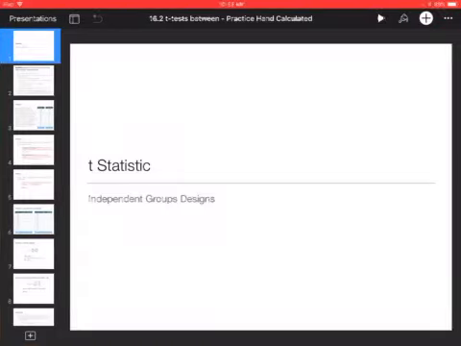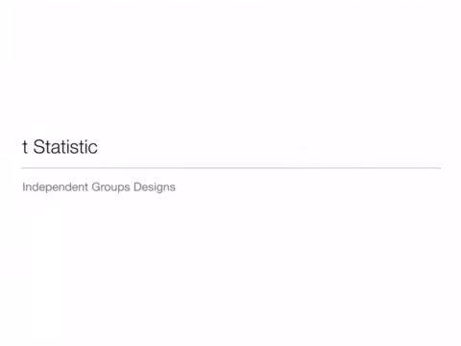Kristen Atchison here, and we are going to do a hand calculation for an independent groups design t-statistic.